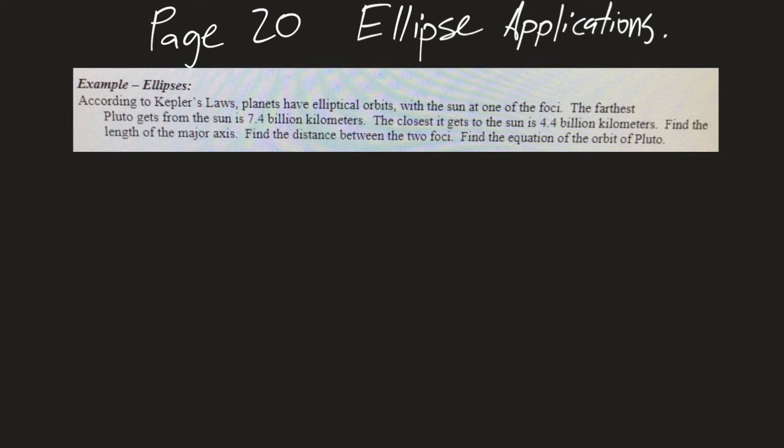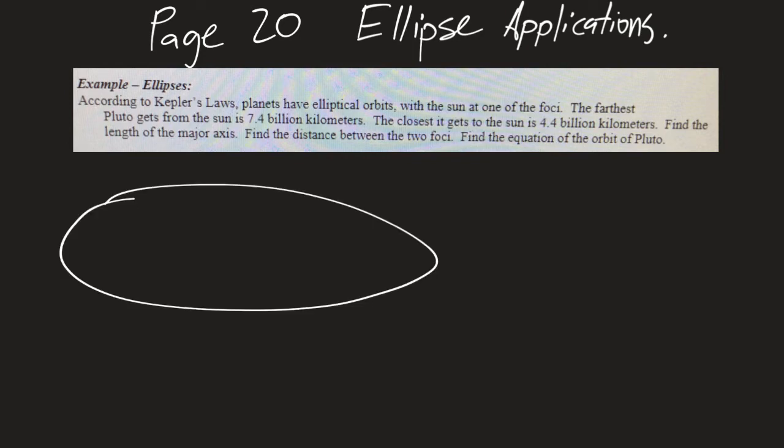We'll start with a pretty straightforward ellipse, and I'm going to use a horizontal one because it seems like the simplest way to draw this. Let's start adding some details. The first thing is I've got the sun right here at one of my foci. This is Pluto's orbit, and the distance at our closest point, from this focus to this vertex, is 4.4 billion kilometers. I'm just going to use the numbers, and we'll always keep track that it's billion kilometers.